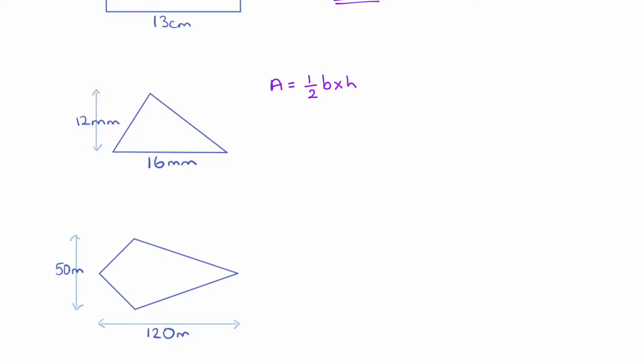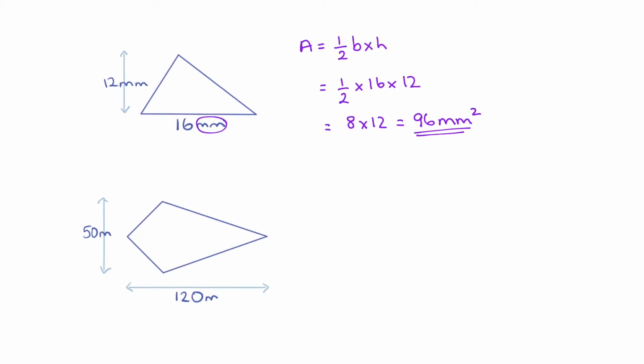So it's a half times the base, which is 16, and the height, which is 12. And remember, when we're working out these amounts, we can halve whichever bit we like and then multiply it by the other one. So half of 16 is 8, times 12, 8 12s are 96. And the lengths were in millimetres, so our area will be in square millimetres.